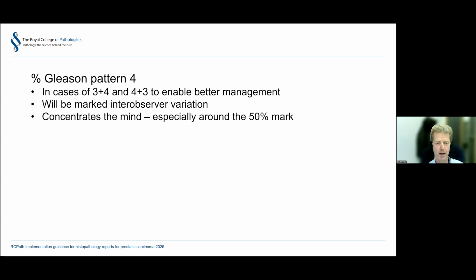Whereas in the past, you may have seen a 12mm length of tumour and thought, well, I'm sure there's a bit of pattern 4 there, I'll call it 3+4. Now there should be instances where you'll be putting 3+4 with less than 5% pattern 4, and they could be suitable for active surveillance. At the other end, at the 4+3, 3+4 threshold, it's probably worth writing some sort of comment on that, saying this is a borderline case, but I favour this or that.